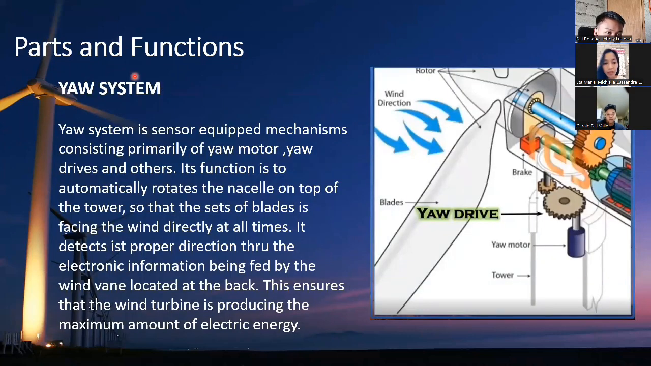Yaw system. Yaw system is a sensor-equipped mechanism consisting primarily of a yaw motor, yaw drives, and others. Its function is to automatically rotate the nacelle on top of the tower so that the set of blades is facing the wind directly at all times. It detects its proper direction through the electronic information being fed by the wind vane located at the back. This ensures that the wind turbine is producing the maximum amount of electrical energy.